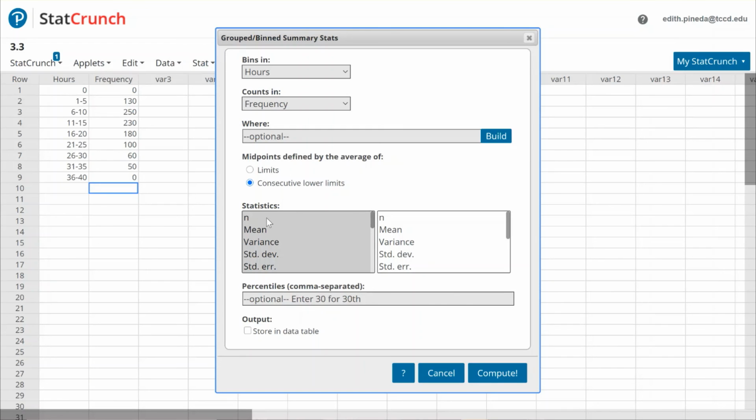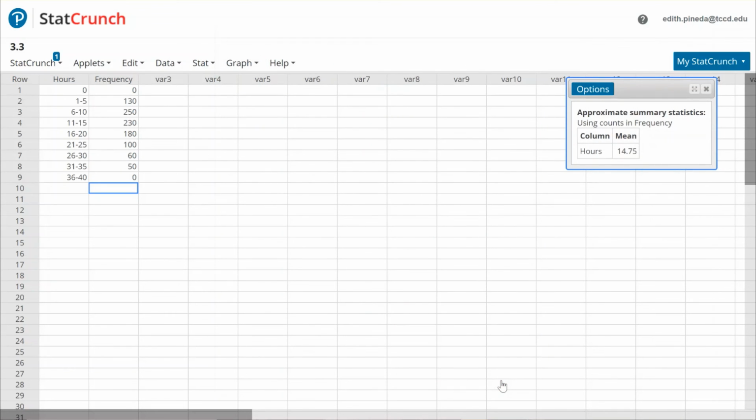Now we want the mean, so let's just click on mean, and now let's press compute. And we get 14.75.